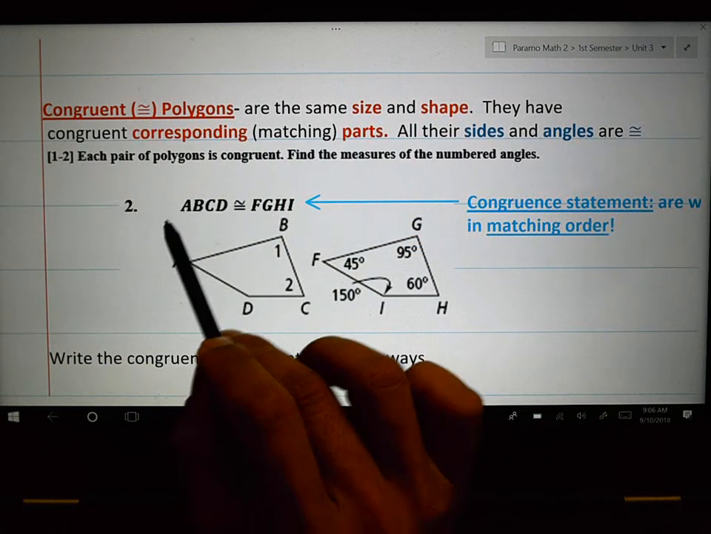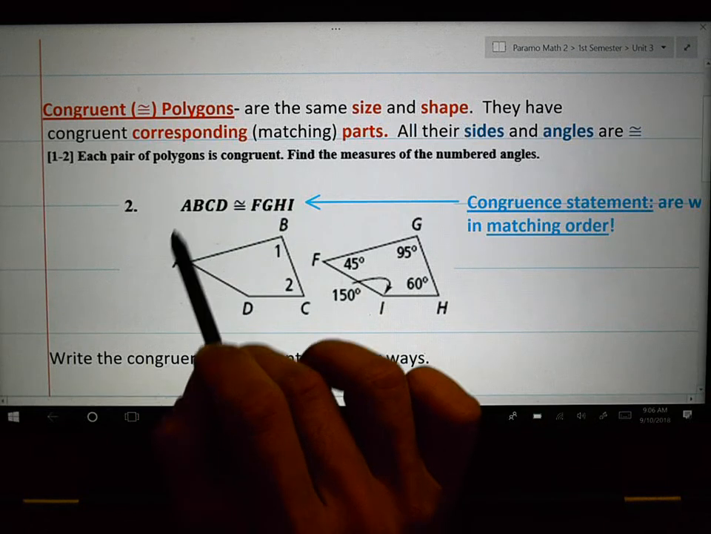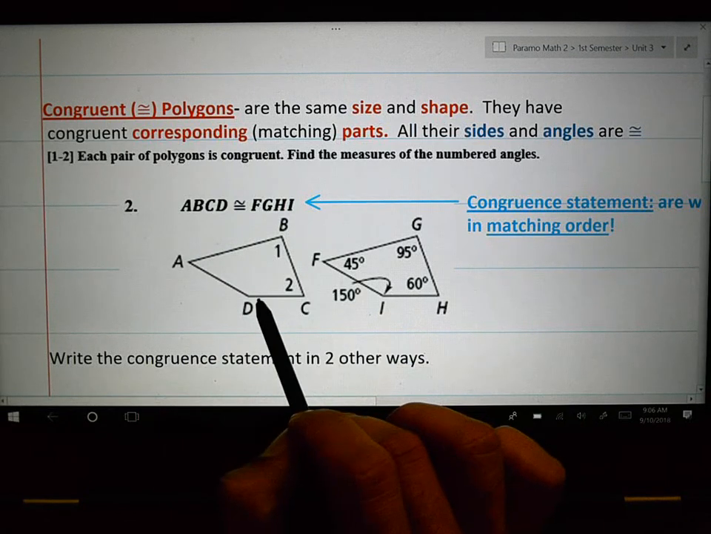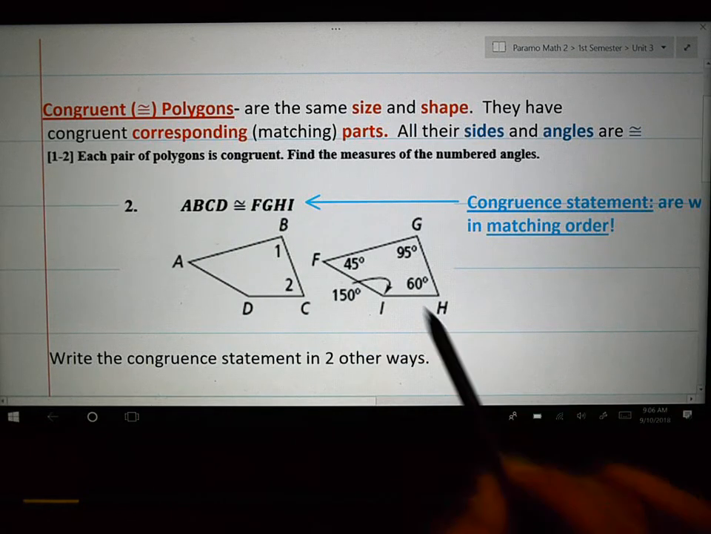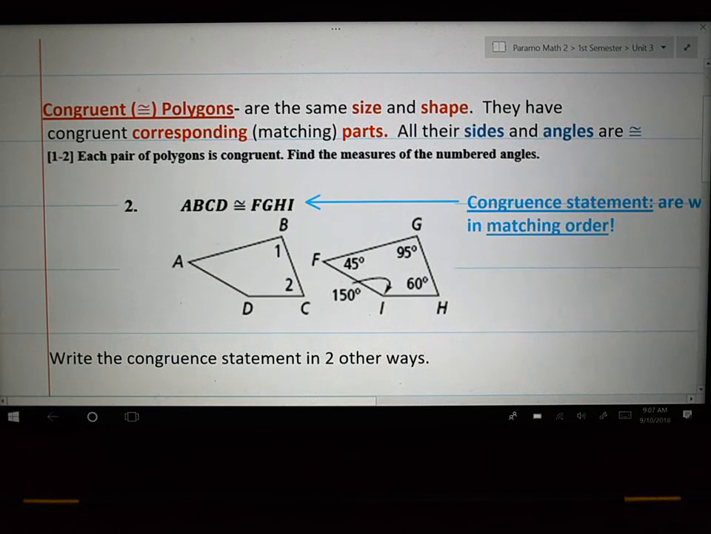They're in order on purpose. If this says it goes this way, it matches. It has to match up with what's going on over there. If it doesn't, then they wouldn't be congruent. Okay?